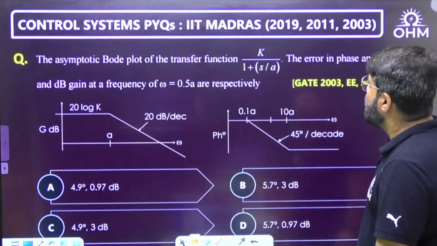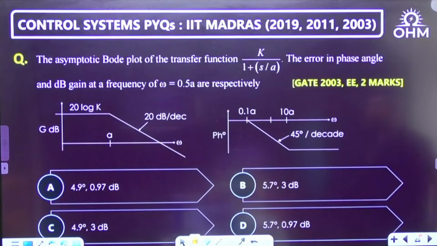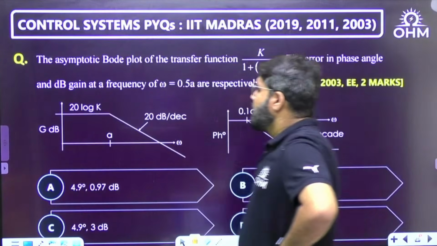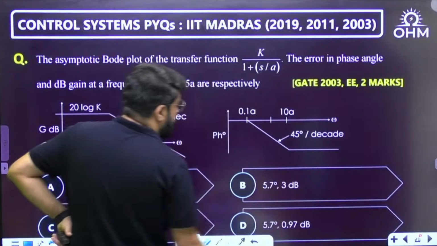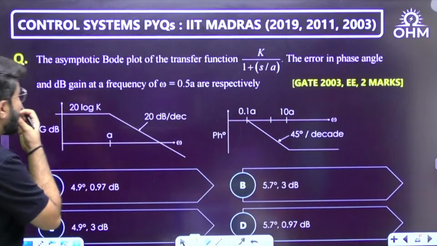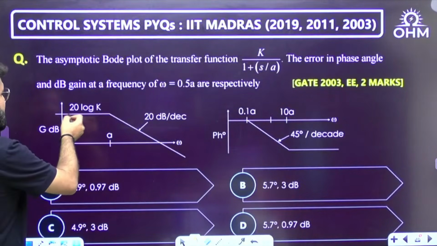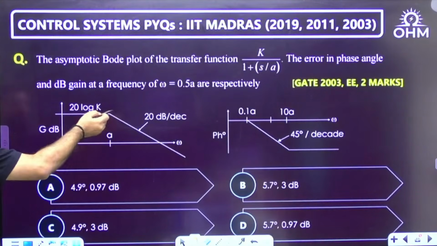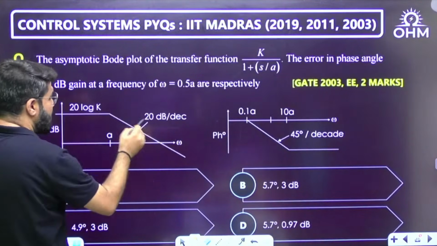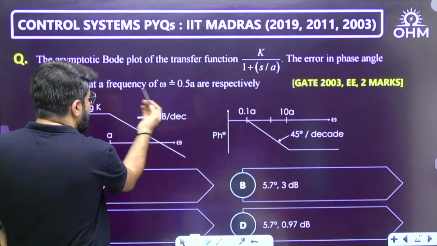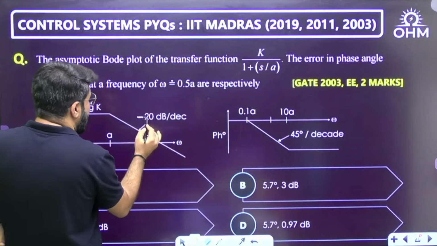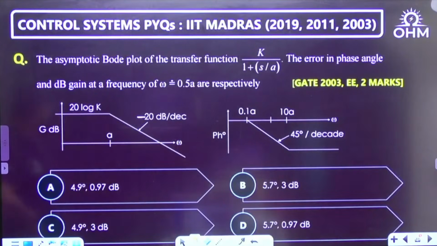The asymptotic Bode plot of the transfer function k upon 1 plus s by a is given; find the error in phase angle and the dB gain at a frequency. Now see here, I think there is some unclear data. The magnitude plot is given, initially 20 log k, constant. Again, there is no pole at origin, that is very clear also. And this is a decreasing line; the slope should be minus 20 decibel per decade. I hope they have just given the magnitude, that is their intent, but the final slope has to be minus 20.